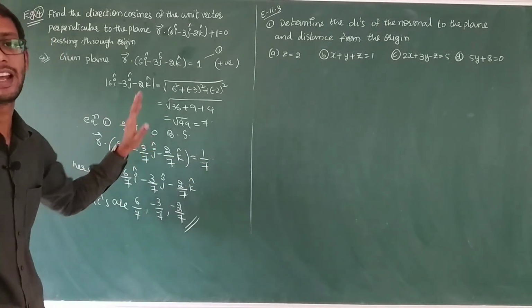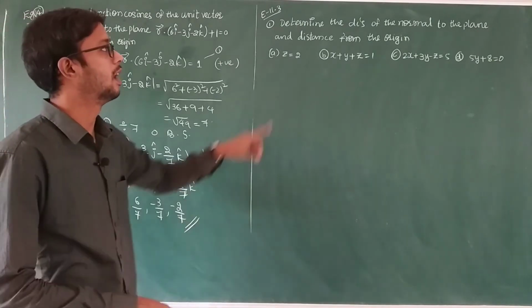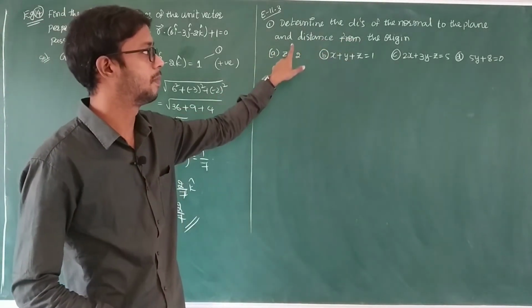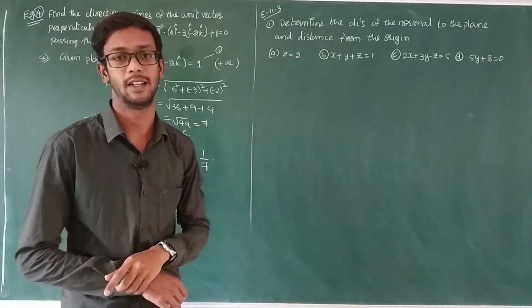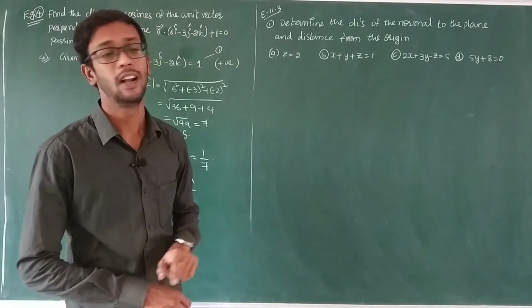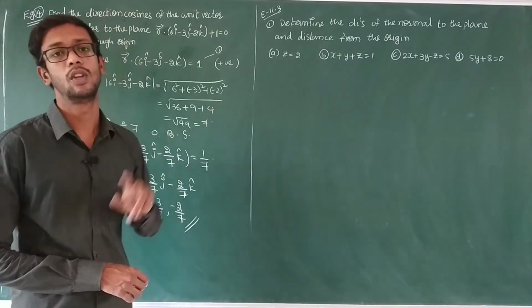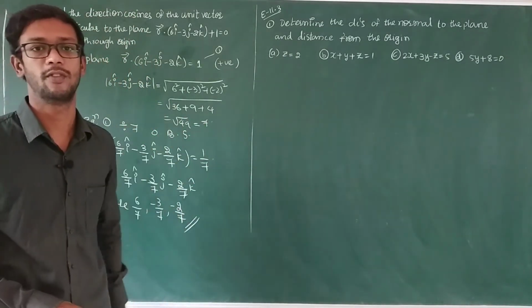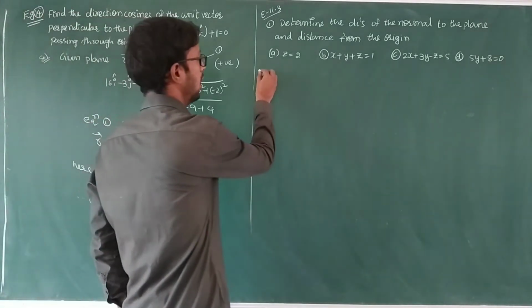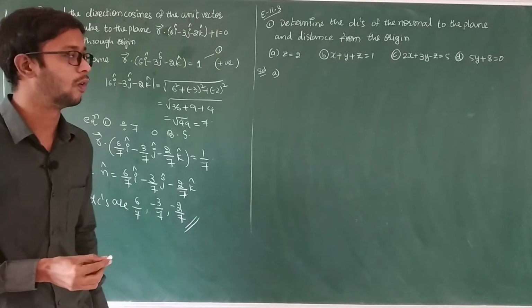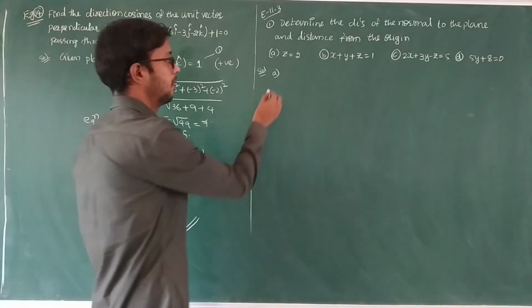Similarly, in the exercise also some problems are there. Determine the direction cosines of the normal to the plane and the distance from the origin. Distance we have to find, and the direction cosines of the normal to the plane. So the normal equation we have to find first. Solution: here, first I will explain some problems. Some problems you can take as homework also. A problem is given.